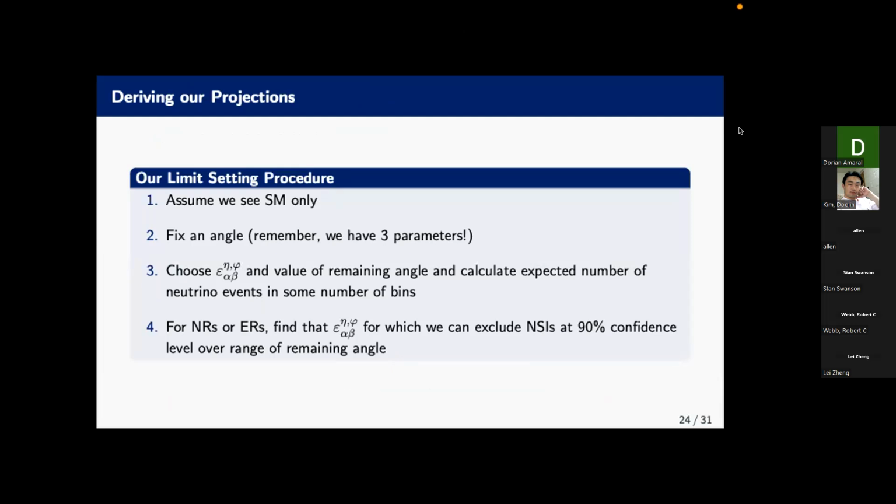But just for the purposes of this study, which is to motivate upcoming detection experiments from the NSI space in a more focused way, we're just going to say let's just fix phi. We then choose an epsilon and a value for the remaining angle, and then we calculate the expected number of neutrino events within a prescribed number of bins. For nuclear recoils, we just do one bin because most of the signal is contained in one bin. For electron recoils, we consider bins of like 5, similar to the resolution that we have at that point. And then we find the statistical 90% confidence limit that you can go with.